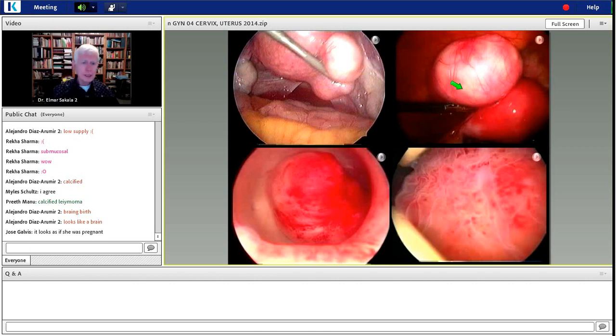As I said, most of these are benign and can be left alone and don't cause any problem. If they are submucosal, such as this one down here, they can bleed. You can see this one, this is the leiomyoma, is almost the same size as the uterus. And this is an intracavitary submucous leiomyoma that we're going to see if we can resect. Let's see if we can get our videos uploaded here.